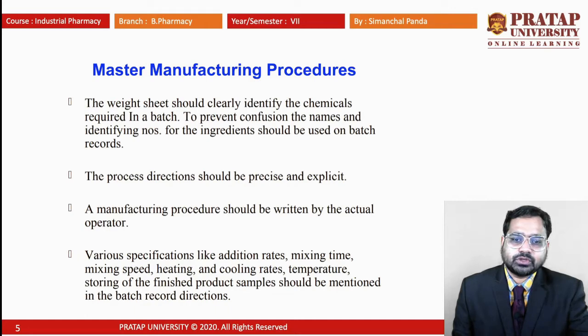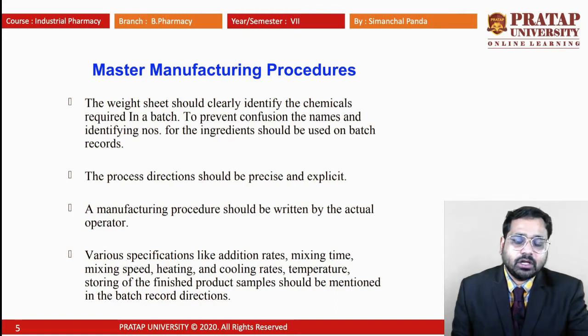A manufacturing procedure should be written for the actual operator. Various specifications like addition rates, mixing time, mixing speed, heating and cooling rate, temperature, and storing of finished product samples should be monitored. In the batch record direction, each batch is recorded. If a tablet batch is running, all the batch numbers of raw materials are coded there, and for each time interval of batch processing, some records are mentioned.